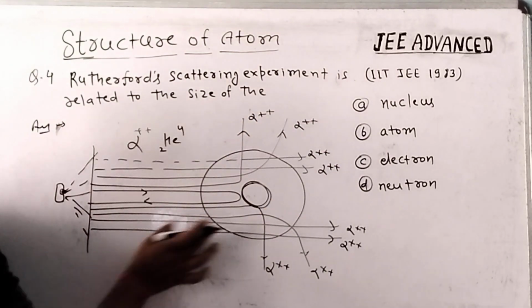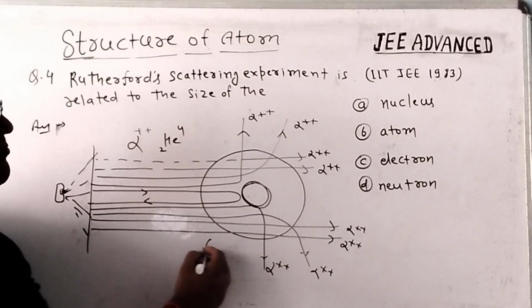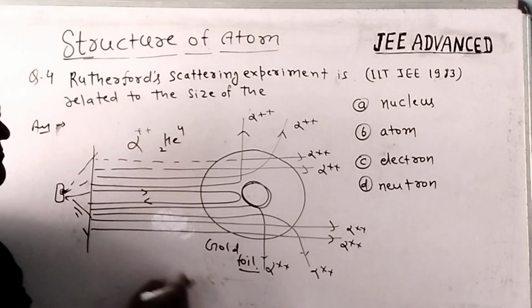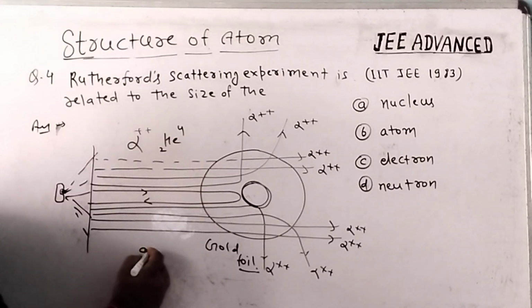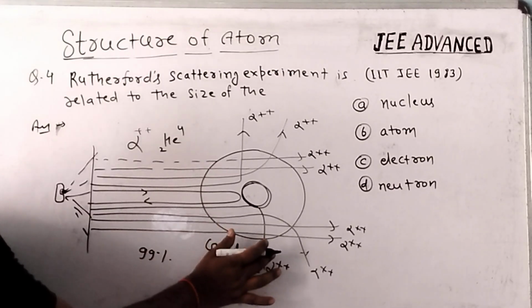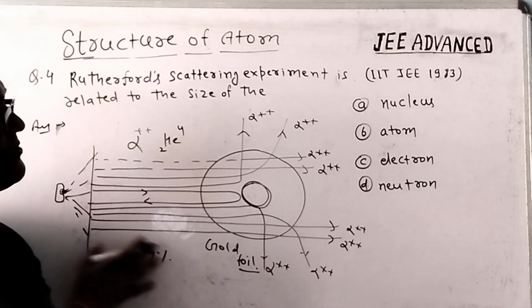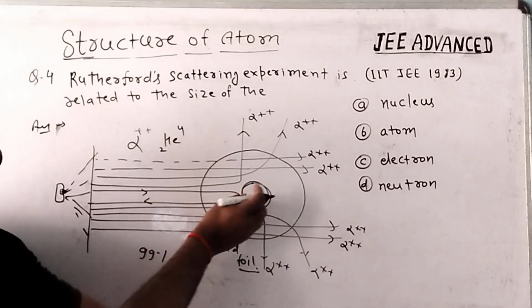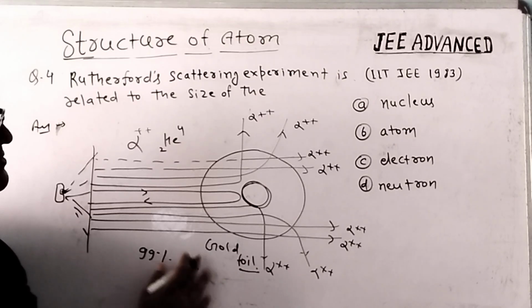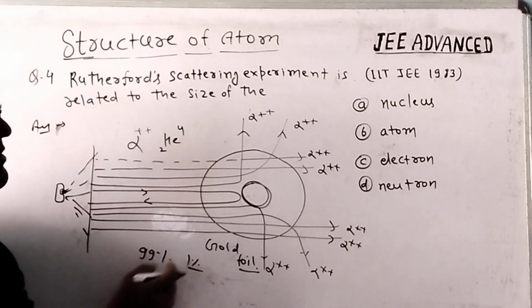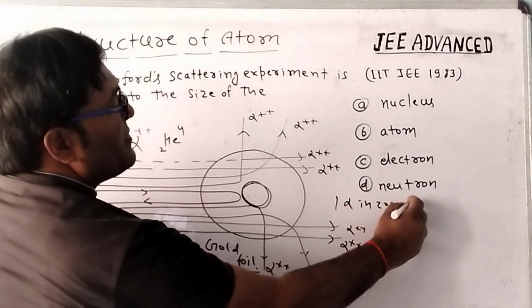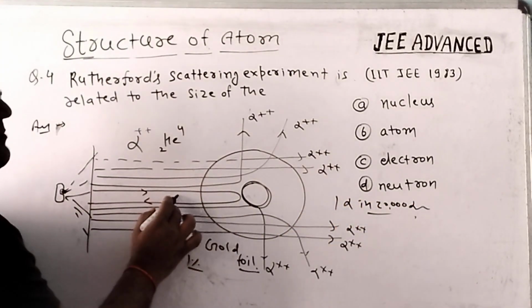So whenever alpha particles strike the thin gold foil, then most of the alpha particles, 99%, strike the gold foil and cross it without deviation. Some alpha particles are slightly deviated from their path, 1% or less than 1% approximately. But a very few alpha particles, 1 alpha in 20,000 alpha particles, return back from their path.